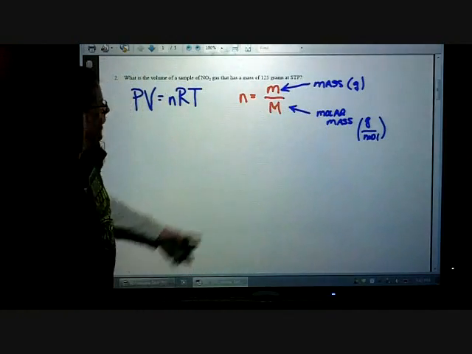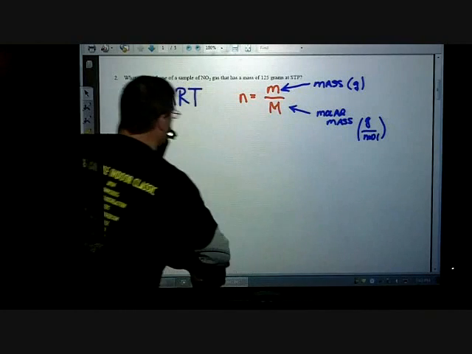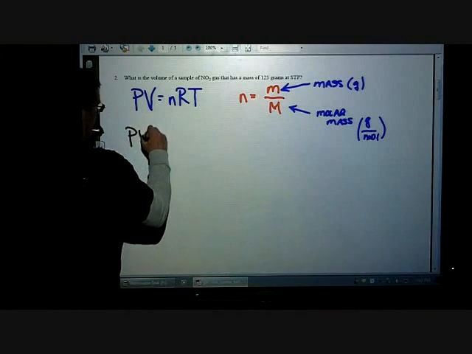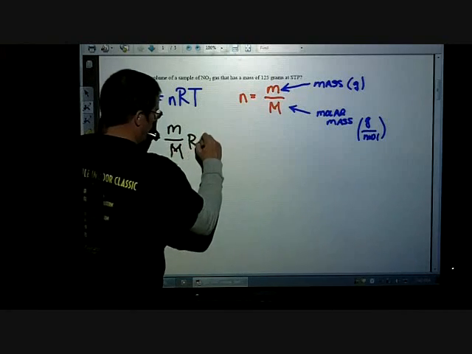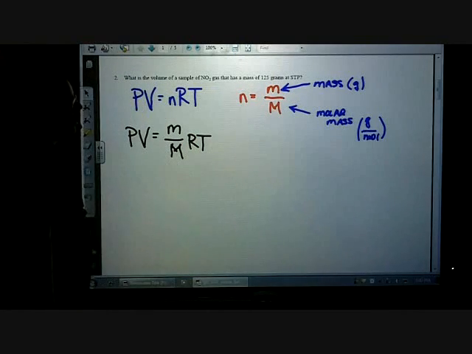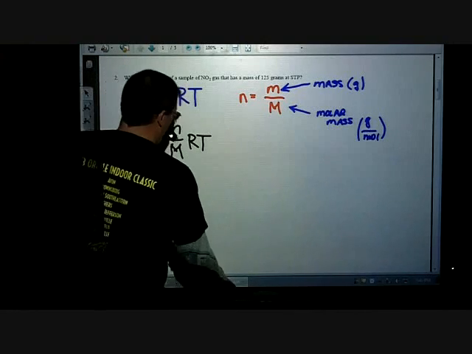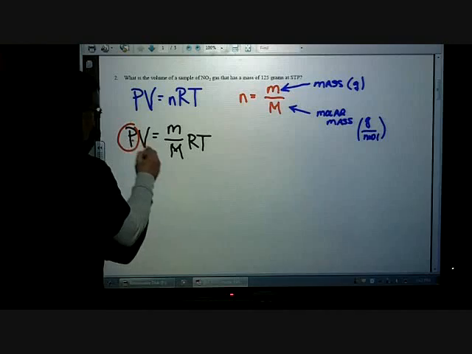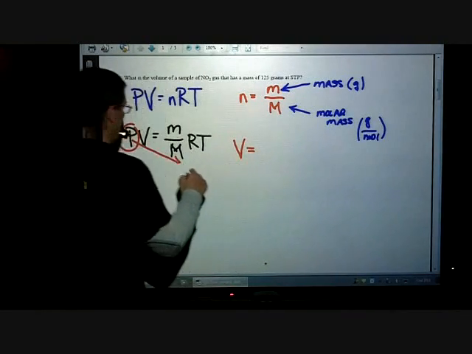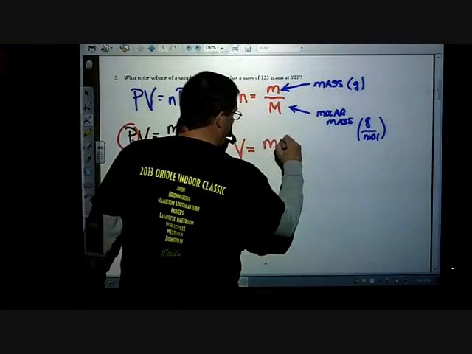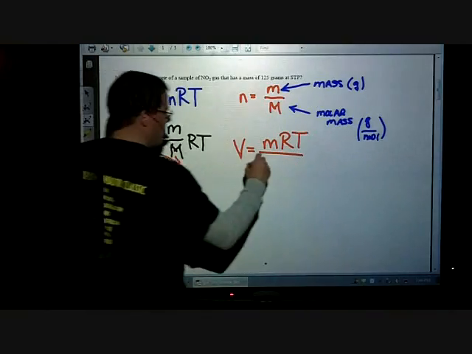Okay, so we can substitute this in, and we get the equation PV equals little m over big M times RT, by using substitution. We're still looking for the volume, so we'll rearrange the variables so that we have volume all by itself, which means we divide by P on both sides. So now my equation is V equals mRT over PM.